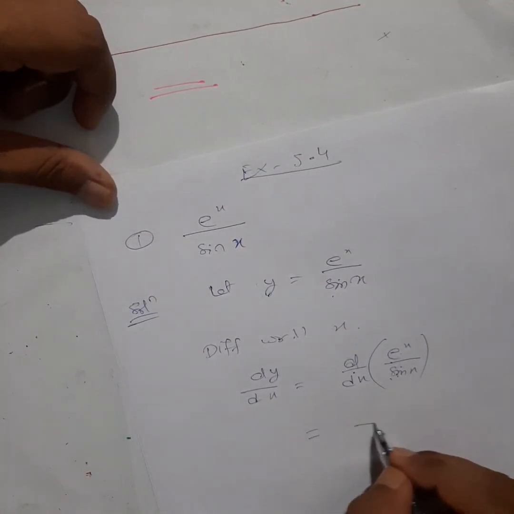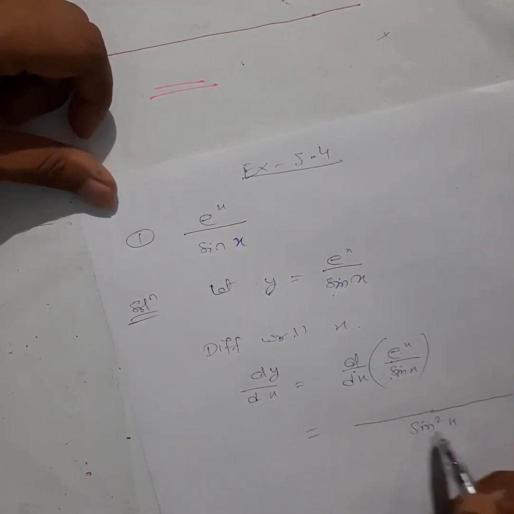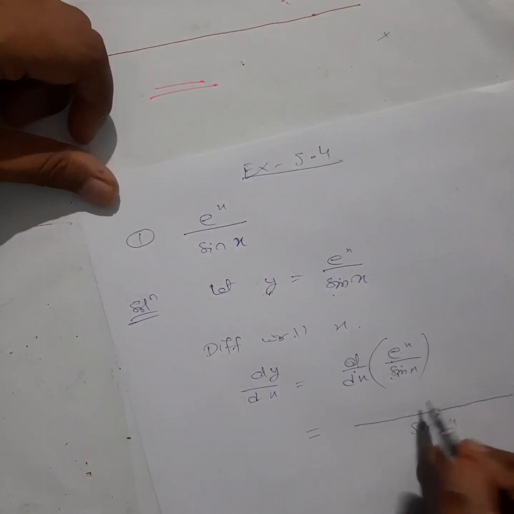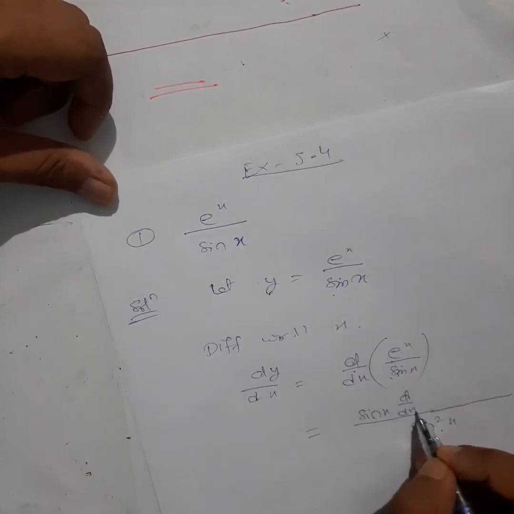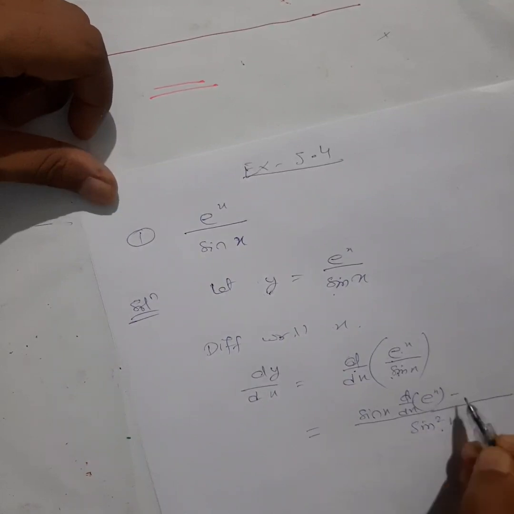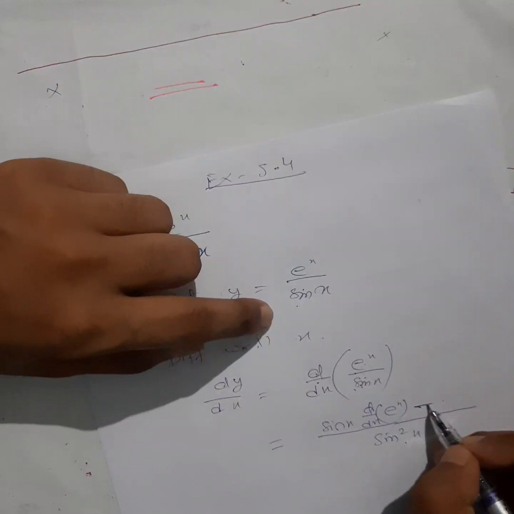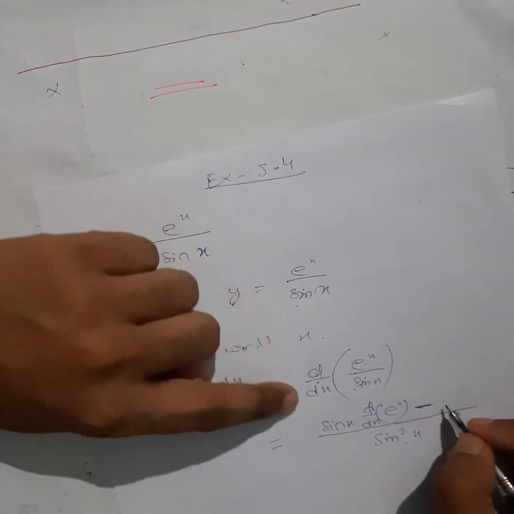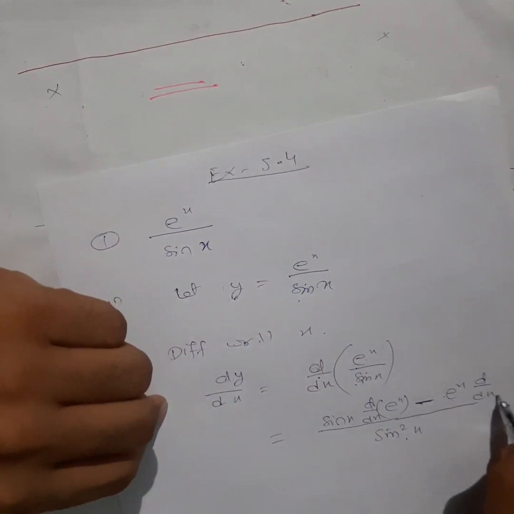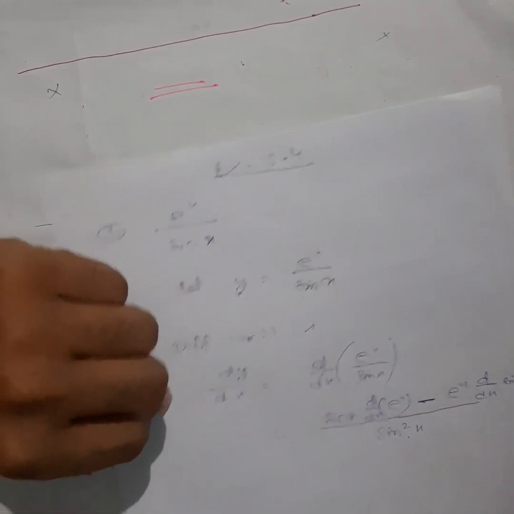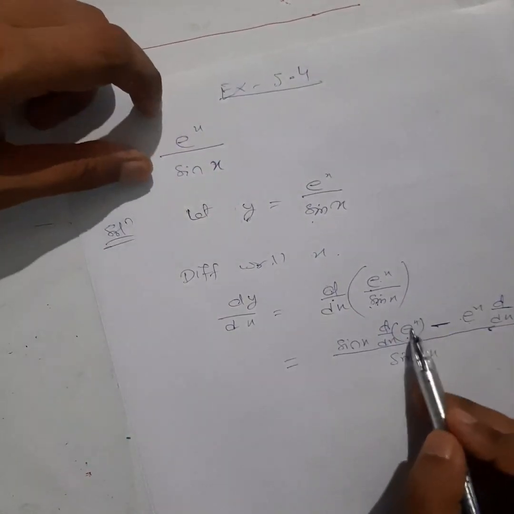So u by v form, what was the derivative? Sine square x, denominator v square always, right? So v I will leave as it is. We will differentiate u, e to the power x, then minus, in case of division always remember minus will come. Next I will keep e^x as it is and will differentiate sin x. Exactly the same way, we have learned the differentiation of e^x.